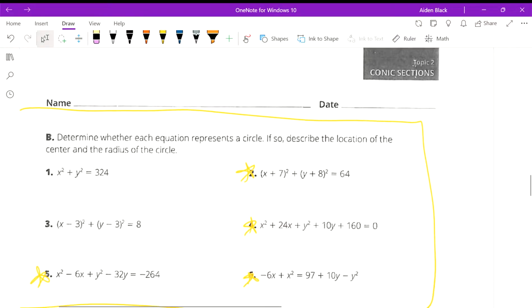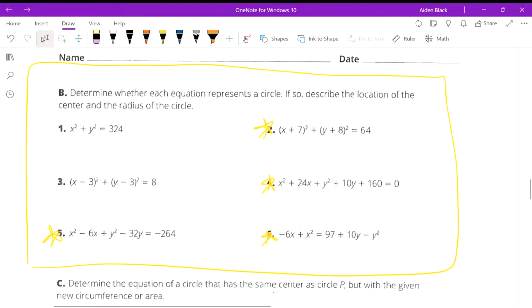Alright, let's look at a couple of these. Determine whether each equation represents a circle. If so, describe the location of the center and the radius of the circle. So this is already written in standard form. It's got our x squared and our y squared, and then it also has the radius squared.